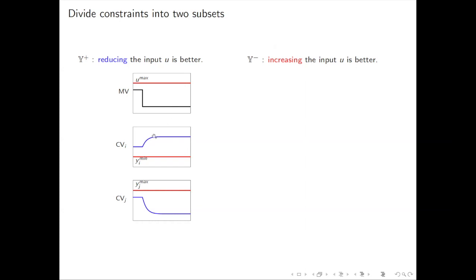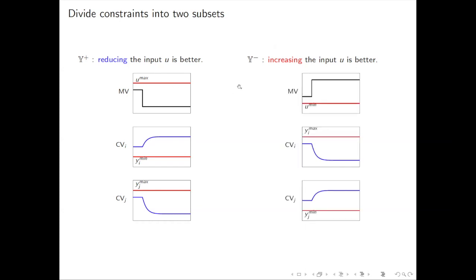This means that for CVs where the gain gi from u to yi is negative, the set y plus includes the corresponding minimum constraints. And for CVs where the gain gi from u to yi is positive, the set y plus includes the corresponding maximum constraints, and the set y plus also includes a possible max constraint on the MV.